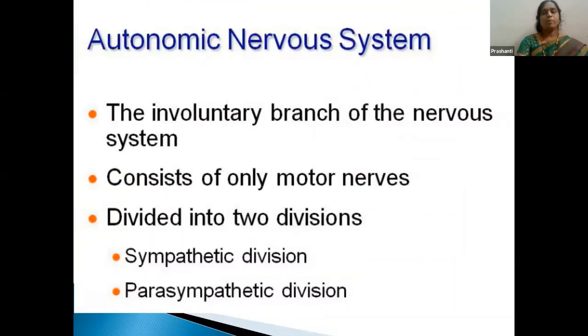Next, we go to the autonomic nervous system, children. This is another subdivision of the peripheral nervous system. It regulates body activities that are generally not under our conscious control. So somatic is under our conscious control, whereas autonomic is unconscious, not under our conscious control. Examples are cardiac muscles, smooth muscles, glands, etc. This autonomic nervous system is divided into two divisions, the sympathetic division and the parasympathetic division.